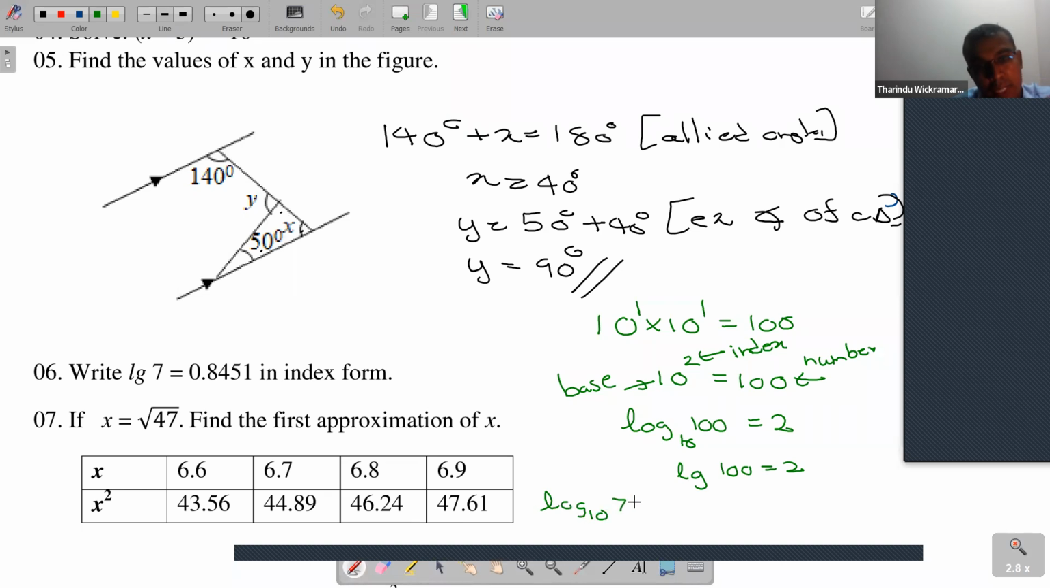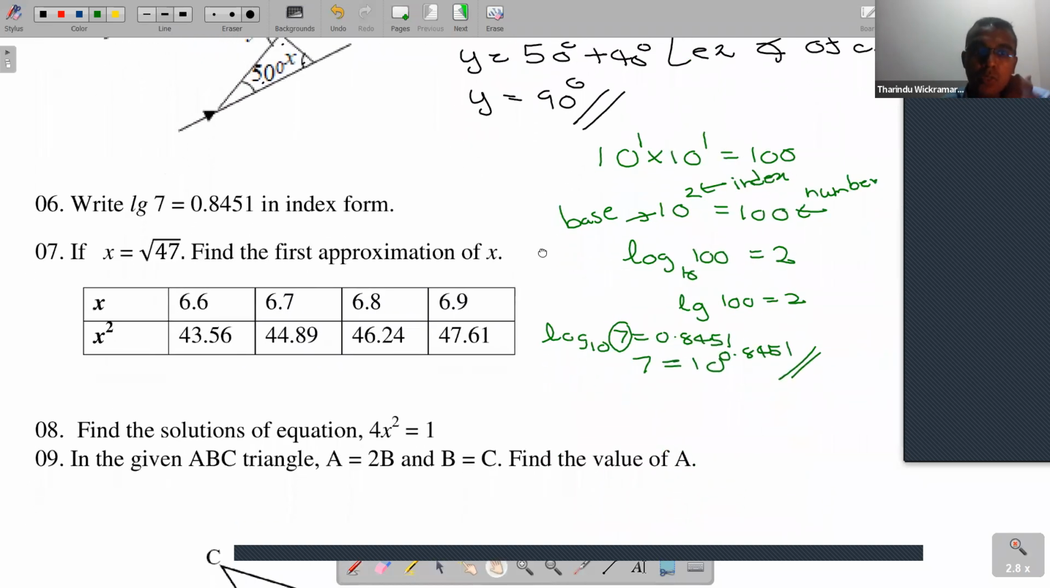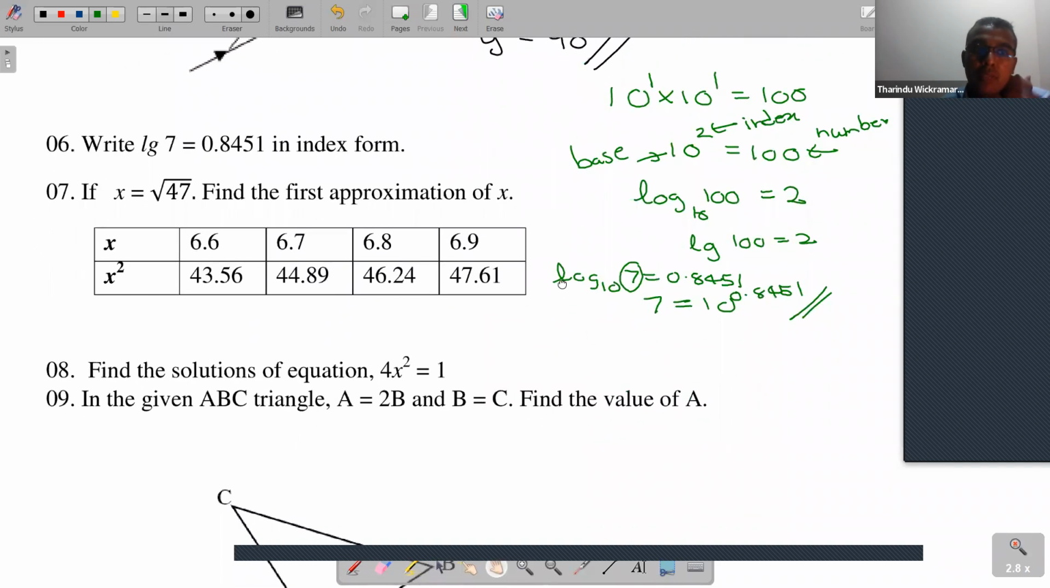So they have given lg, which means log 7 to base 10 equals this. So logarithm of a number, this is the number. So the number is written in index form. So 7 equals base to the power of index. That is easy, no? Right. So you can try question number 7 after that.